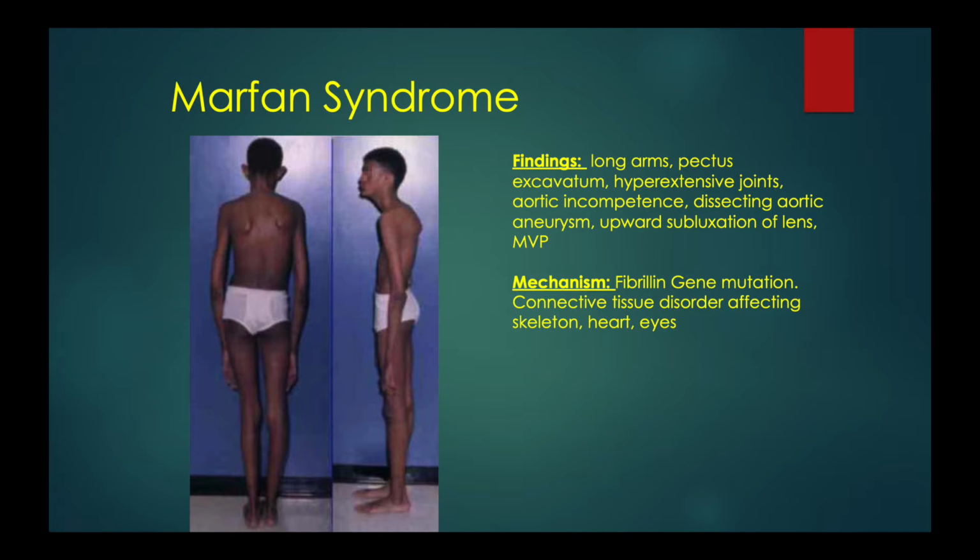The key with this one, obviously, is the look. They like to confuse this with some of the other conditions. The one I like about this is that it's upward subluxation of the lens. I want to say homocystinuria was the one with downward lens dislocation, but upward lens dislocation is Marfan's, and that makes sense because you're always looking up. These guys are obviously tall, and it's a defect in the fibrillin gene. Okay, those are the things I would know for Marfan's.